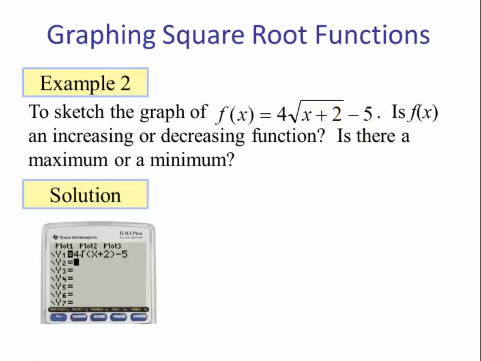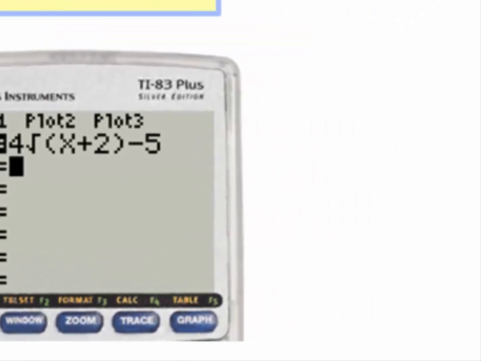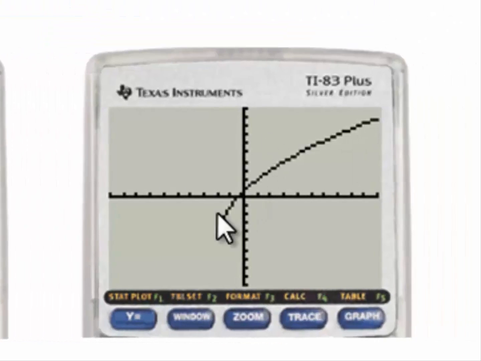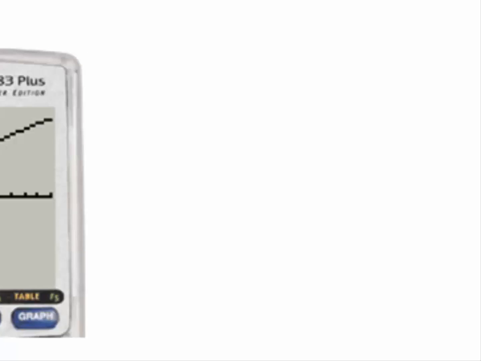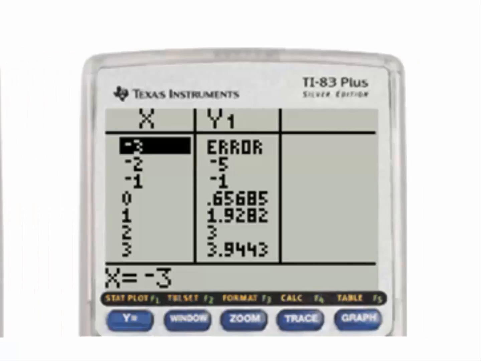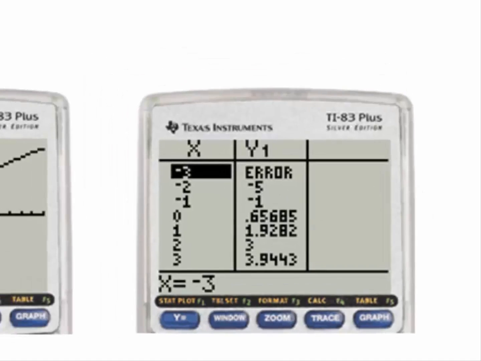So if we graph this using our graphing calculator, we see it's an increasing function. Right here is the point hk, and we can use our table and see our hk point is -2, -5. Anything to the left of -2 is undefined. The smallest value of y is -5.